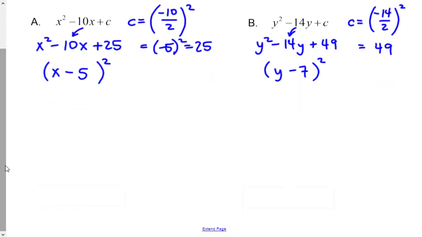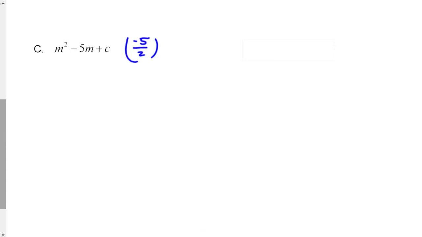Okay, a couple more quick examples here. This next one, if I take negative 5 divided by 2 and square it, remember when you're squaring a fraction, you square the numerator and denominator separately. So this is where I've said in the last slide that it's best when your b term is an even number because you won't get a fraction here.